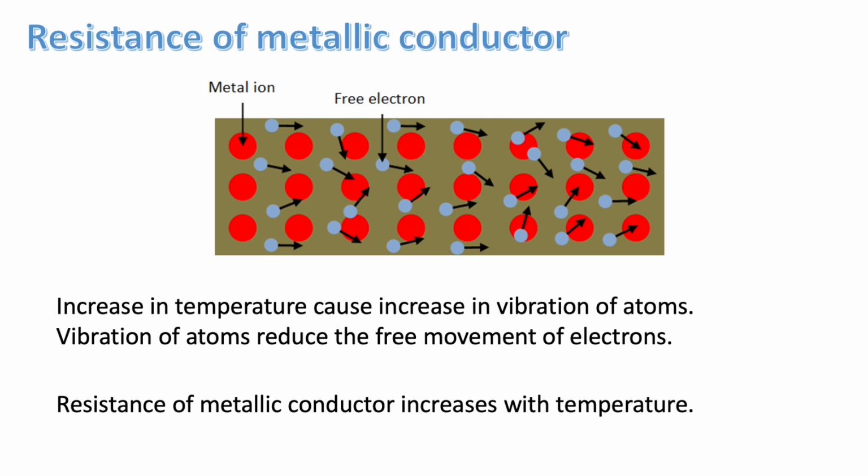Resistance of metallic conductor. If outermost electrons are detached from the atom, then the atom will become a metal ion, and the electrons exist as a sea of free electrons. When we apply a potential difference between the two terminals of the conductor, electrons repel from the negative terminal and move towards the positive terminal. During this motion, electrons collide with the metal ions or the metal atoms. Increase in temperature causes increase in vibration of atoms. Vibration of atoms reduces the free movement of electrons. So the resistance of a metallic conductor increases with temperature.